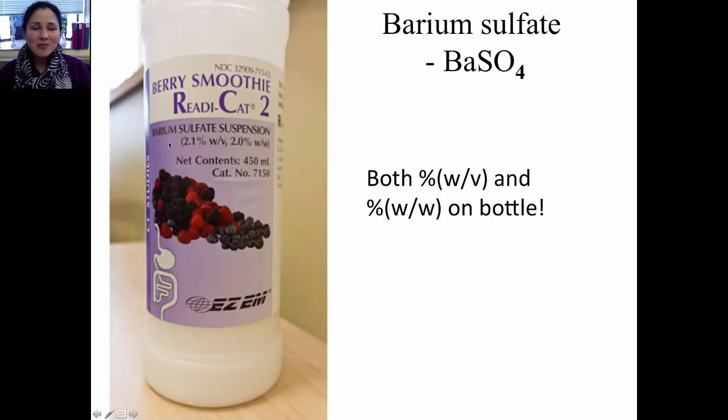Here's another example. This is a barium sulfate solution. It's given in both mass over volume. In this case, the mass is represented by a W for weight. So it's represented in weight per volume and weight per weight, or mass per mass. And notice that those units are not exactly the same. Normally they're pretty close, but they're not exactly the same, and it's worth knowing what those units mean.